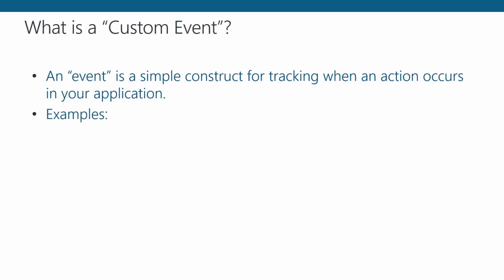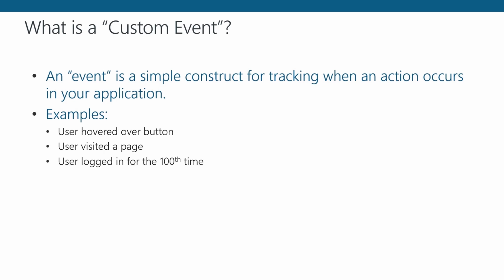You could think about it from a user interface perspective. The user hovered over a button. The user clicked on the button. From a server standpoint, you could say the user visited the account page. Along the same lines, you might even have events that don't occur all the time. What if you tracked user logins and raised an event when the user had logged into the application for the 100th time? This still qualifies as an event.